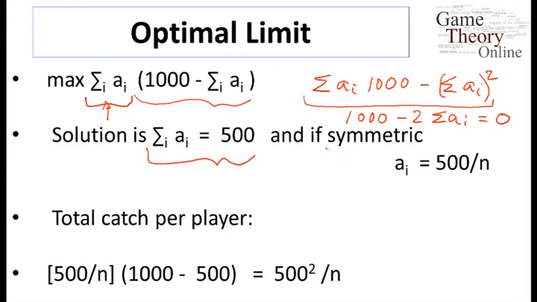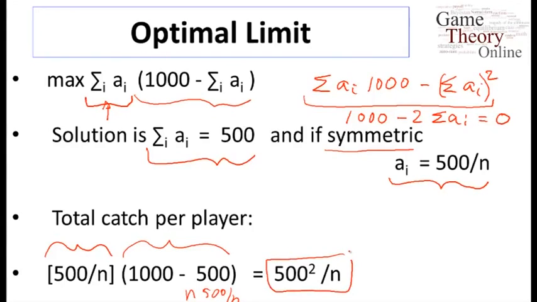So if we're in a symmetric situation, if we give the same allocation of fishing rights to each fisherman, then that means that a_i is going to be 500 over n in an optimal total-maximizing solution. So now we can go back. What's the total catch per fisherman in this situation where we're optimizing jointly? Well, they're each fishing 500 over n. The stock is 1,000 minus n times 500 over n, or 500. So we get 500 squared over n as the total catch per player.